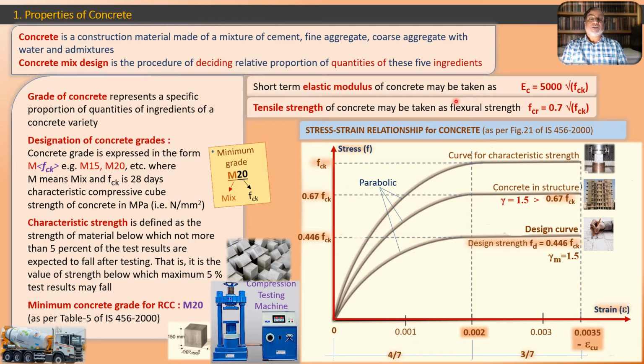So IS code is giving us one more formula: the tensile strength of concrete may be taken as its flexural strength, and that formula is fcr. fcr means the flexural strength of concrete, which you can take as 0.7 root fck, square root of fck. So IS code has made this fck the indirect measure of both Ec as well as fcr. So these are the two values given by IS code, and we can use them whenever required.